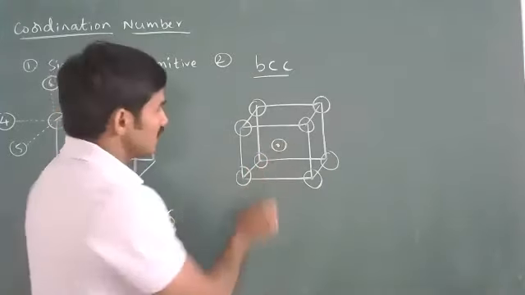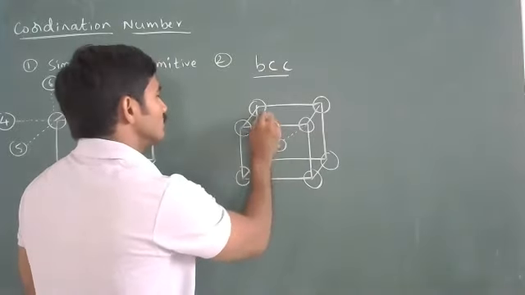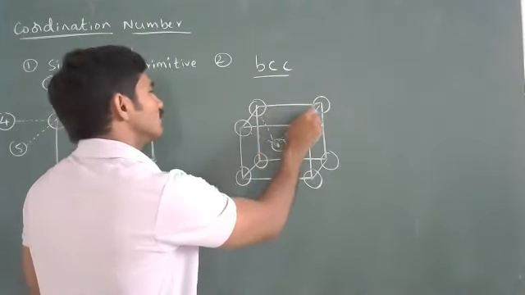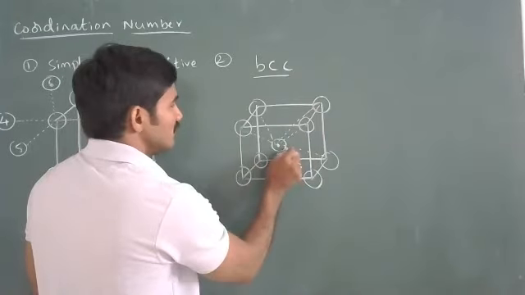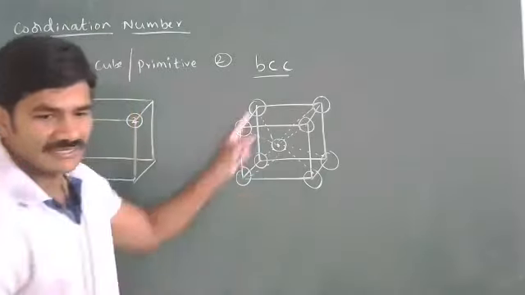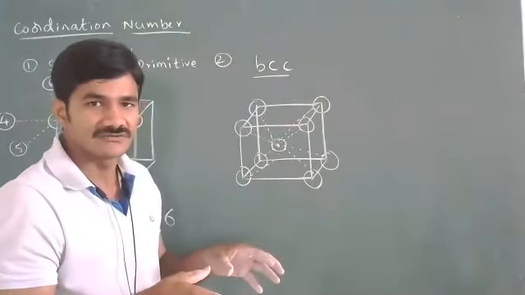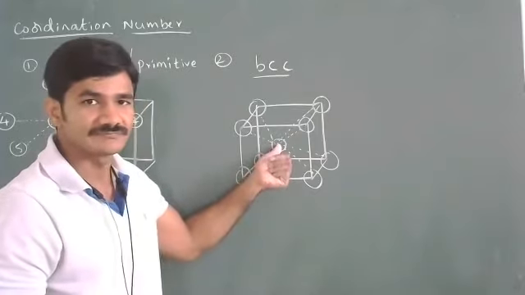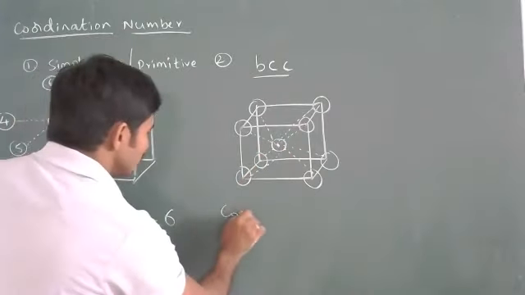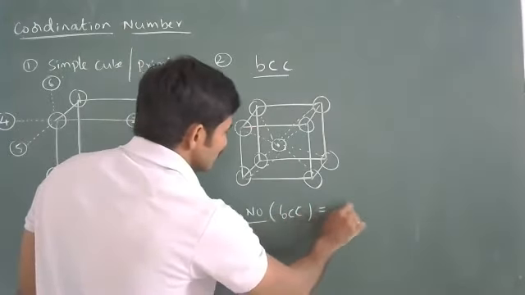This atom touches how many atoms? This is one atom. 1, 2, 3, 4, 5, 6, 7, and 8. So 8 atoms which are present in the corners will be touching this atom. Okay, so you can write, coordination number is what here? For BCC, 8.